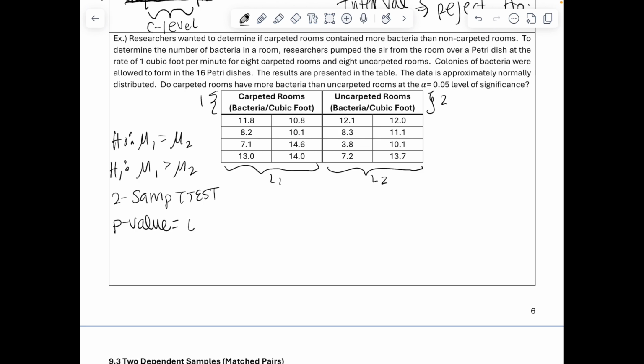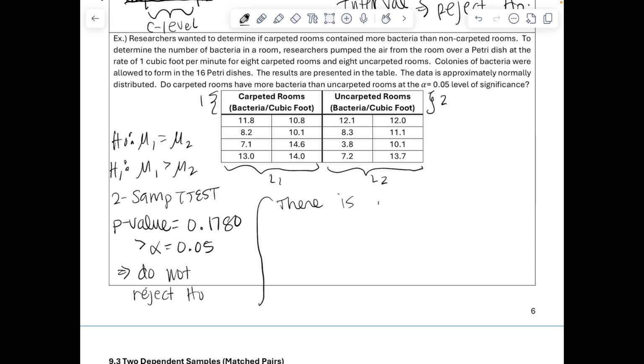From the graphing calculator, we got a p-value equal to 0.1780, and this is greater than alpha, which is 0.05. And whenever the p-value is greater than alpha, this means that we do not reject our null. So from here, we do need to write our conclusion.